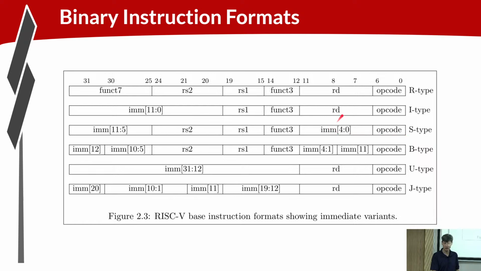S type does not have a destination register, so we use that for immediate bits. Basically, for each of these types, whatever fields are necessary are used, and whatever fields are unnecessary become immediate bits. So B type does not have a destination register, so it's similar to S type, but the immediate bits are packed a little bit differently. U type only has a destination register and an immediate source value, and J type, again, is similar to U type, but the immediate bits are packed differently.